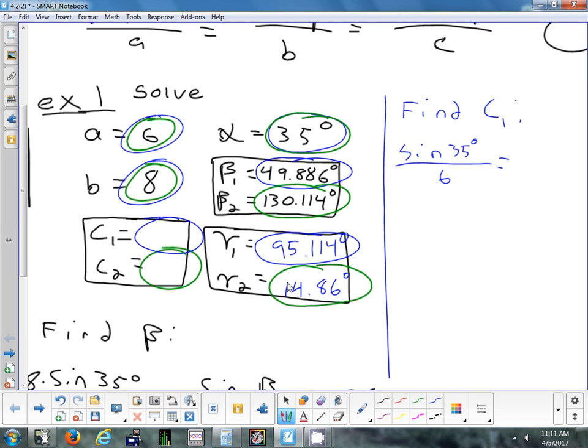And Brianna, what angle am I going to use to find C1? Gamma 1 or gamma 2? Gamma 1. Yeah, we're going to use gamma 1 to find C1. You're going to use gamma 2 to find C2. So we're going to put sine of 95.114 over C1.